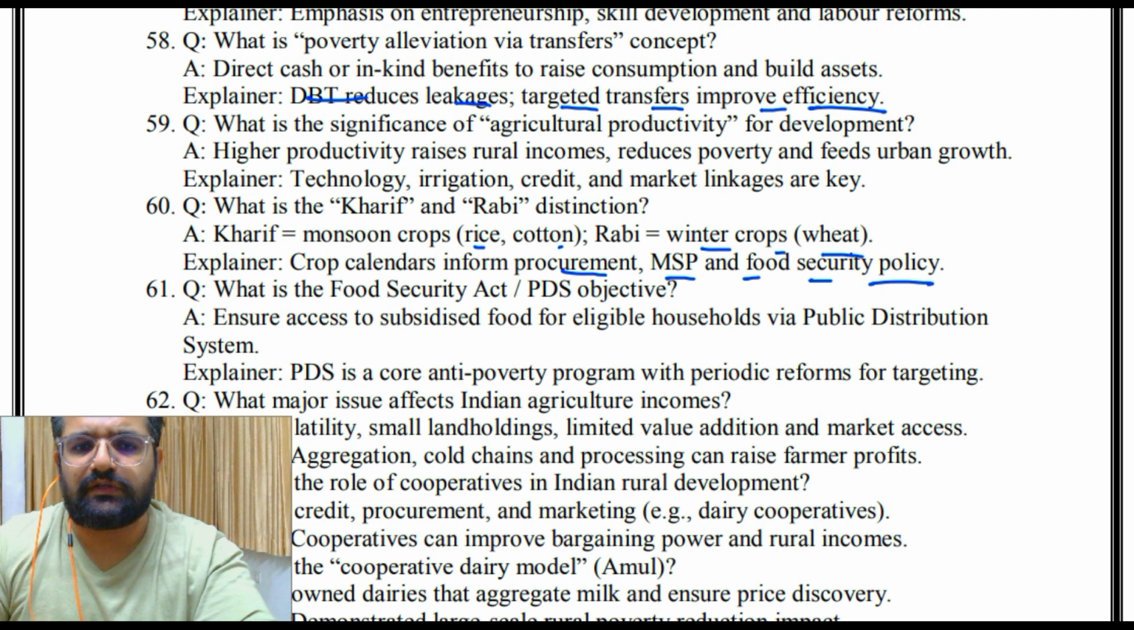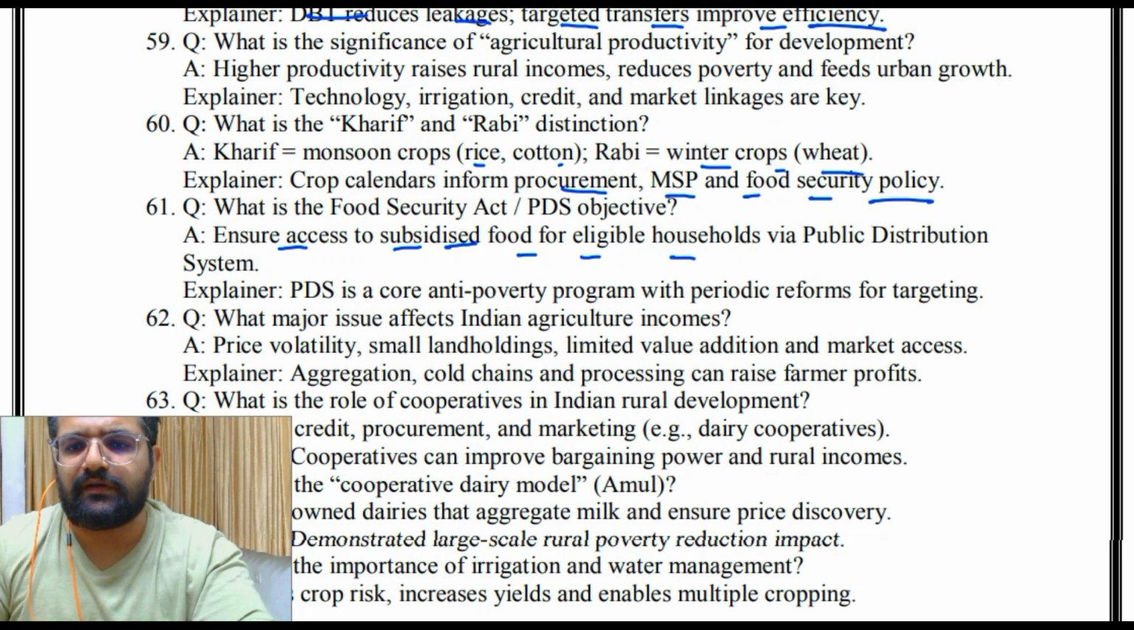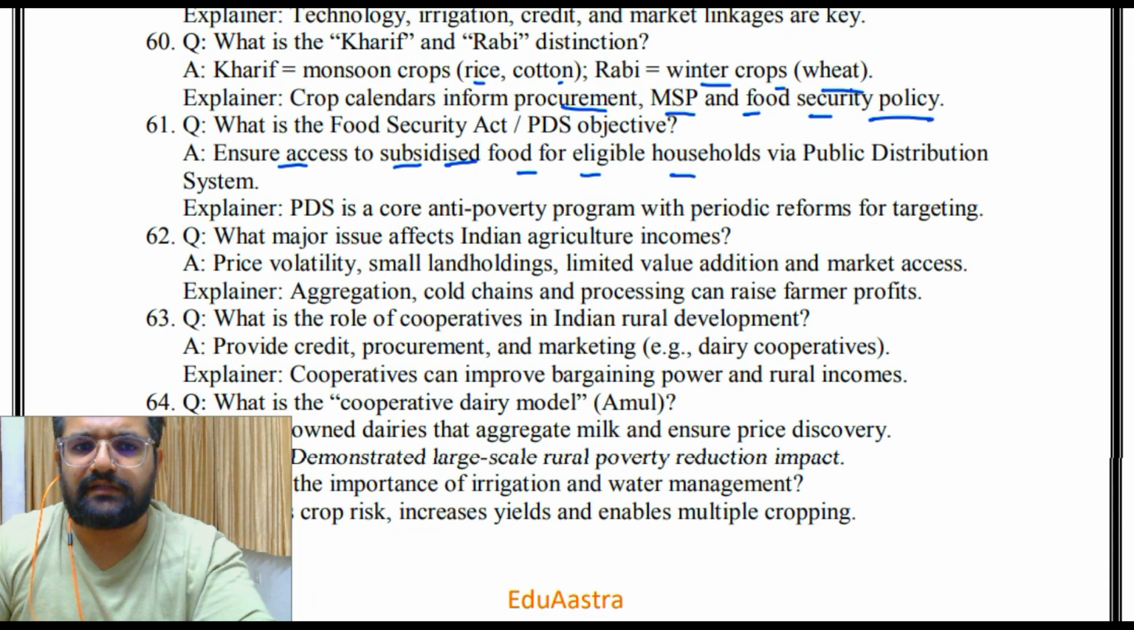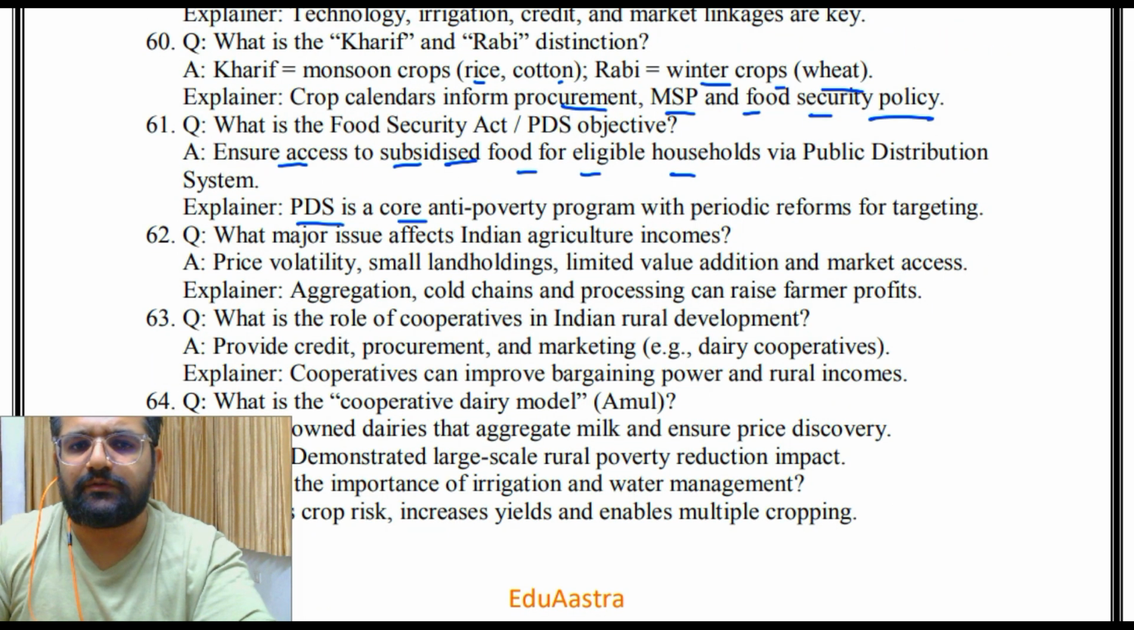What is the Food Security Act (PDS) objective? Ensure access to subsidized food for eligible households via public distribution system, that is PDS. PDS is a core anti-poverty program with periodic reforms for targeting. What major issue affects India's agriculture income? Price volatility, small landholdings, limited value addition, and market access.